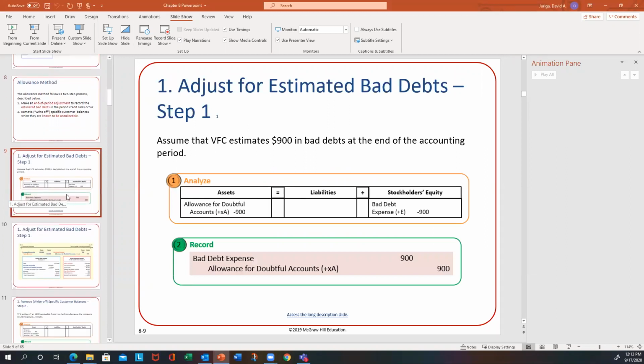Okay, so just to walk you through the steps, here's typically how it works. You would make your adjustment. So just for example, let's say there's an estimated $900 of bad debts. Notice you're going to have a contra asset, so your assets will be reduced. You're going to increase your expense, and you would record an adjusting entry where you'll be debiting bad debts expense and crediting your allowance for doubtful accounts.